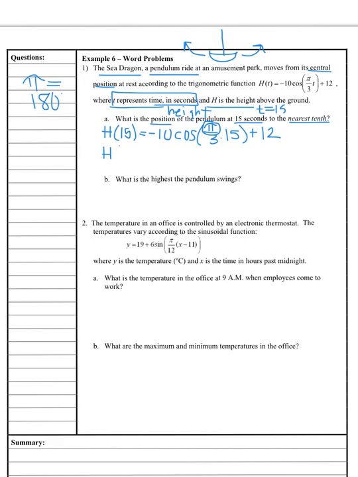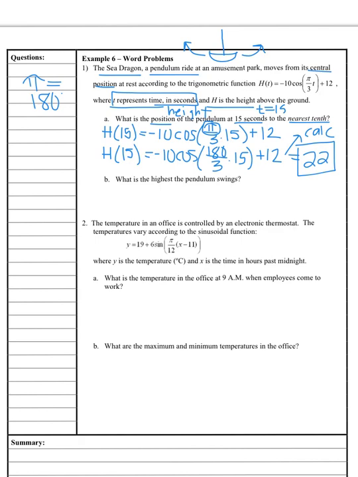So let's rewrite this in degree mode, just so you can see the difference. 180 over 3 is the same value as long as you're in the right mode. And this is all in your calculator, so when you type it in, you end up with 22.